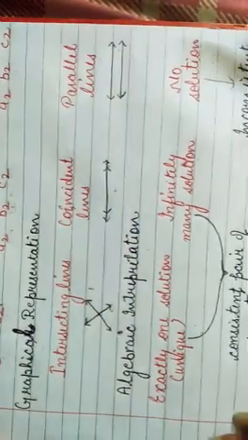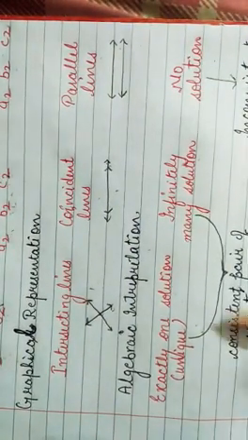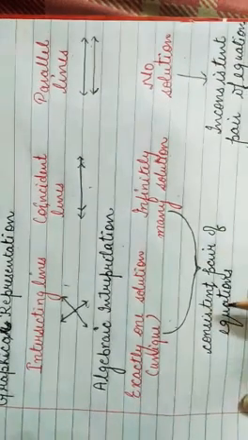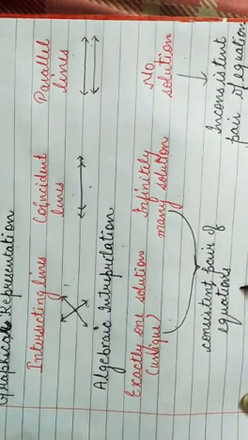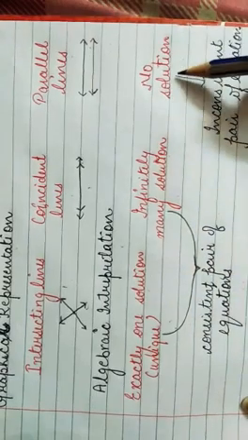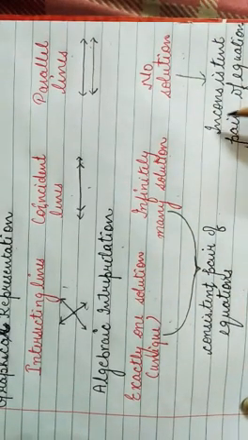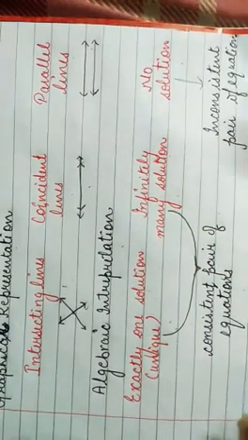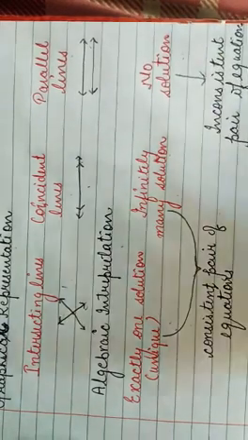Next, if the lines have a unique solution or many solutions, then we can say these lines are a consistent pair of equations. And if there is no solution, then we say these lines are an inconsistent pair of equations. So let us see an example for that.